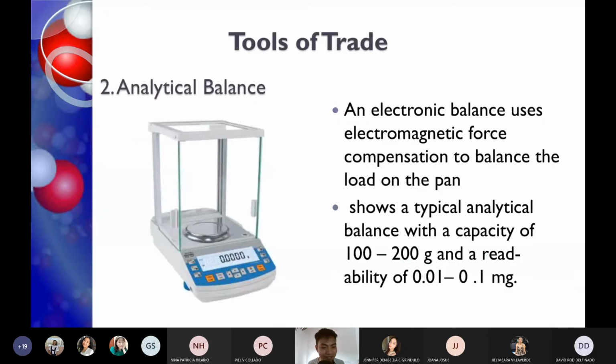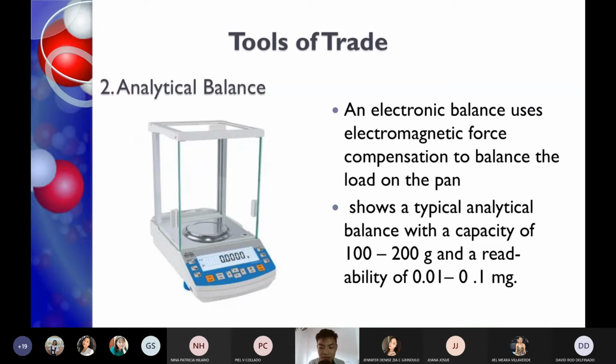Okay. So, the next tool that we will use in Anachem is the analytical balance, no? Analytical balance is a type of weighing device, no? However, it has a precision up to 0.0001 grams, no? So it can measure up to 1 times 10 raised to negative 4 grams, okay? Or 0.1 milligram. So ganun siya ka-accurate, no?